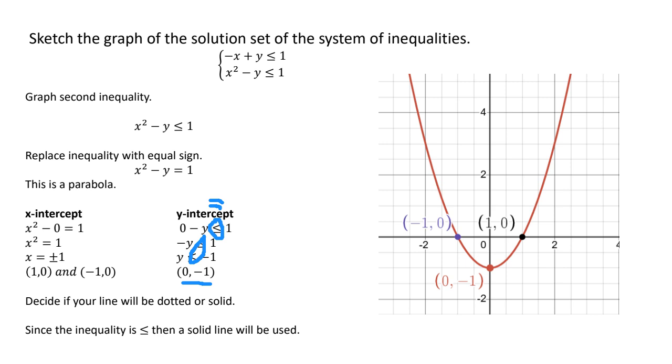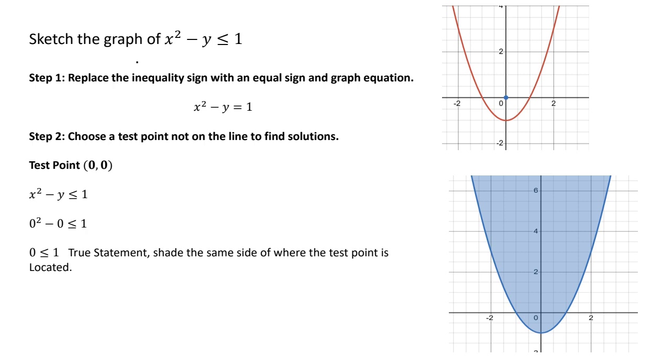Our line should be solid. And so I plot my x-intercepts and my y-intercept. And now we're going to pick a test point. Okay, so test point, the question, can I use (0, 0)? Yes, because it's not part of the graph. So if we replace x with 0 and y with 0, we get 0 is less than or equal to 1, which is a true statement. So that means that I'm going to shade everything inside of this parabola.